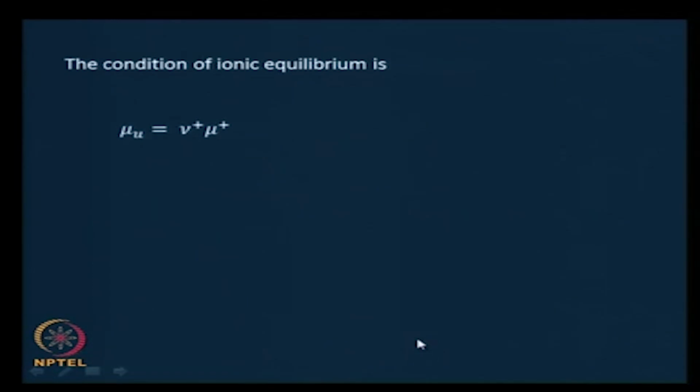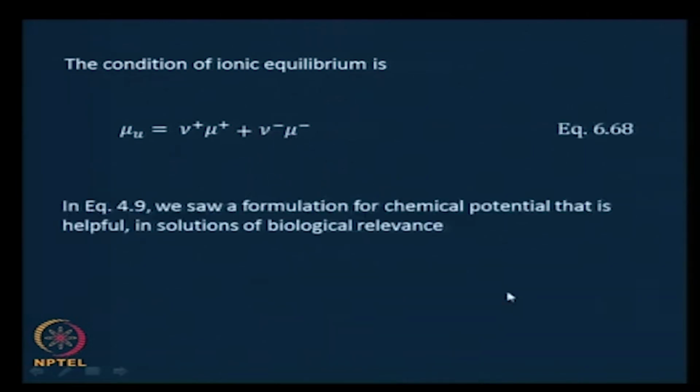I will just give you the condition for ionic equilibrium and I will stop there. We also looked at some temperature dependencies, but the condition of ionic equilibrium was: mu equals nu plus mu plus, the stoichiometric coefficient of the positively charged species times mu plus, plus nu minus mu minus. Let us stop here, let us stop the review here.